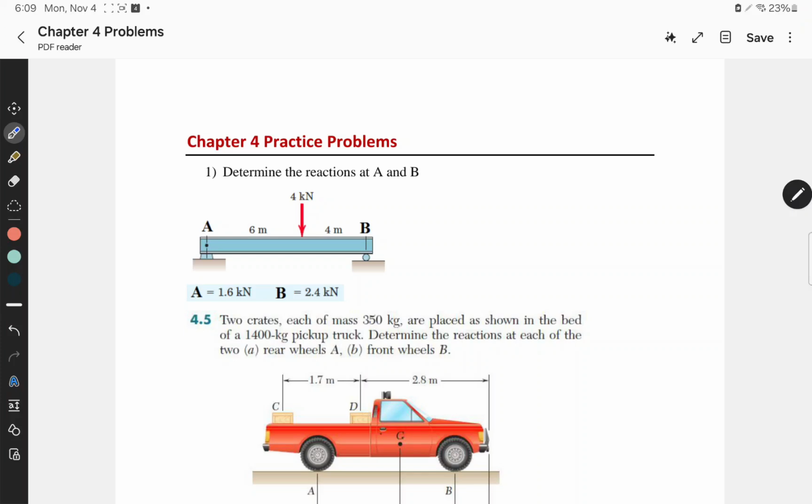Today we're gonna go through chapters 4, 5, 6, practice problems for applied mechanics, statics.